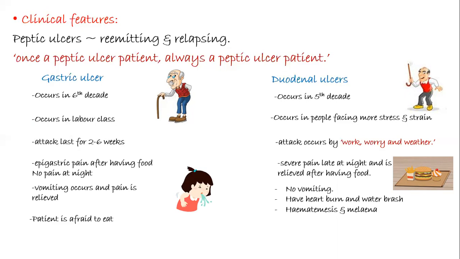A gastric ulcer patient is afraid to eat because after having food the patient is going to experience pain, whereas a duodenal ulcer patient has a good appetite. There is weight loss in a gastric ulcer patient, whereas in a duodenal ulcer patient there is weight gain. The weight loss is due to decreased appetite as the patient is afraid to eat because of the pain. Whereas in duodenal ulcer, the patient has a good appetite, and whenever there is pain, it is relieved by having food. So automatically there is weight gain in such patients.